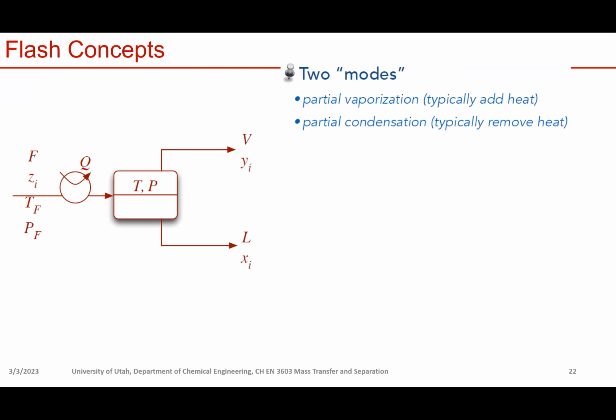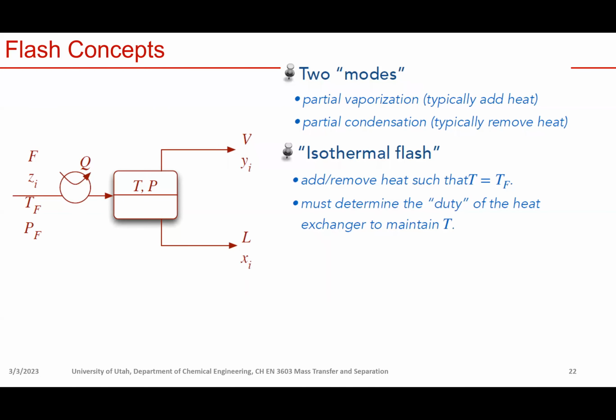So there are two modes of flash. Either we can do partial vaporization, that's when we start from a liquid stream, or we can do partial condensation, that's when we have a vapor stream. There is the isothermal flash. That's when we have a liquid stream coming into this flash drum.